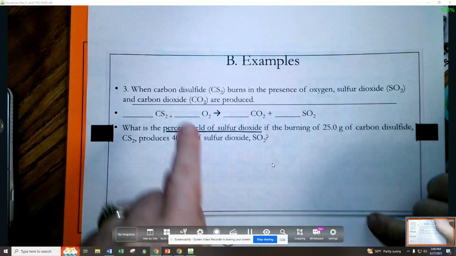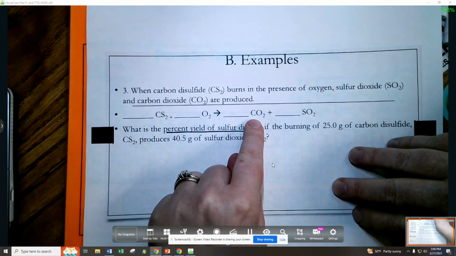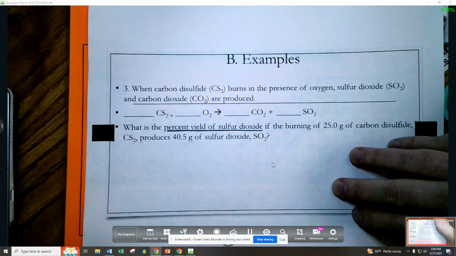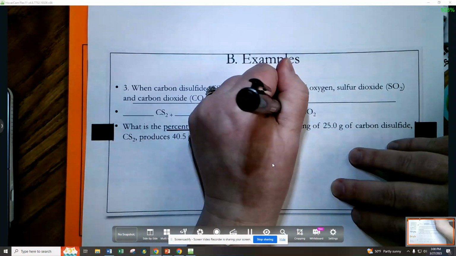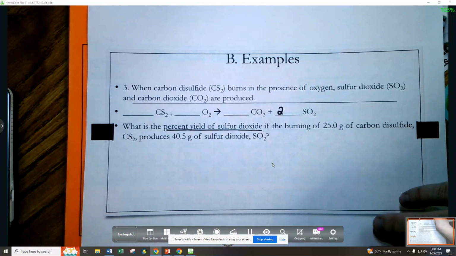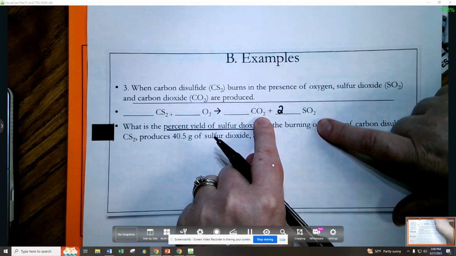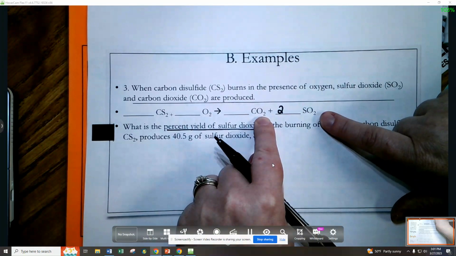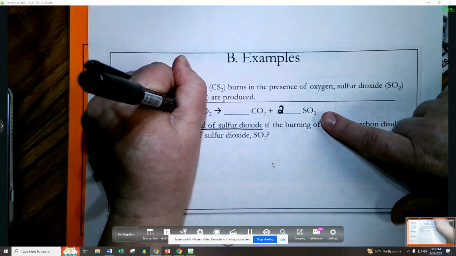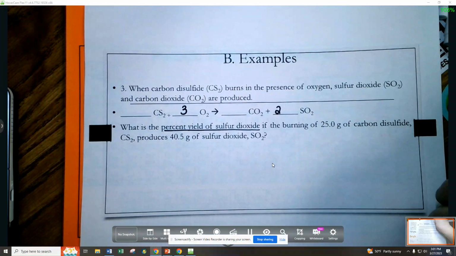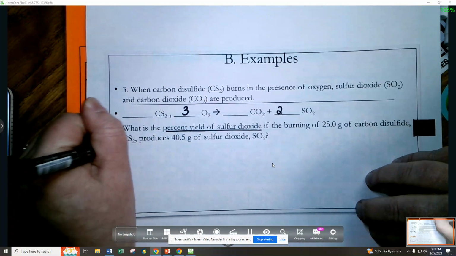So let's start by balancing. Carbon looks good. My sulfur are not balanced. If I place a coefficient 2 here, that takes care of the sulfur. And in total, I have 2 times 2, so 4 oxygen, plus another 2 for a grand total of 6 on the product side. So I'm going to go ahead and use a 3 here to then balance out the oxygen.